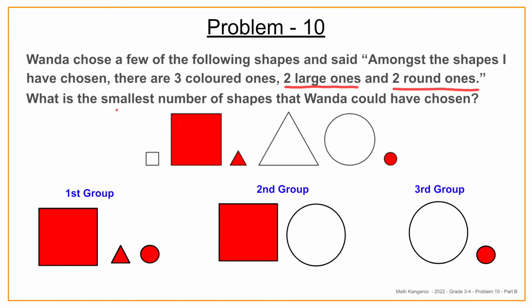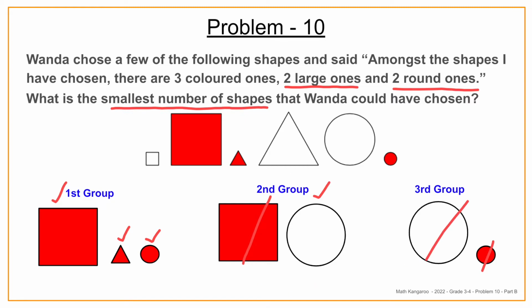Now our question says, what is the smallest number of shapes that Vanda could have chosen? So we chose a bigger square. So we cancel this one because we are referring to the smallest number of shapes. We have a small triangle. We chose that. There's none here. We chose a small circle. We cancel that. We chose a bigger circle and we cancel that. And that's the reason why we don't choose the smaller.